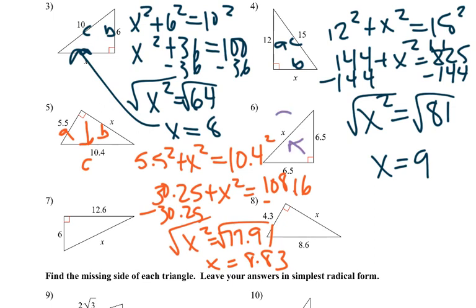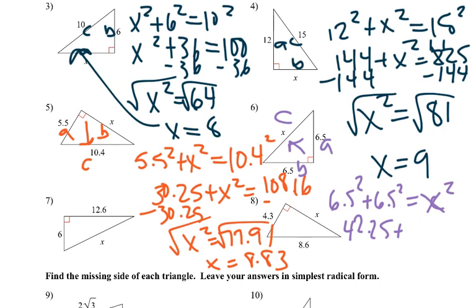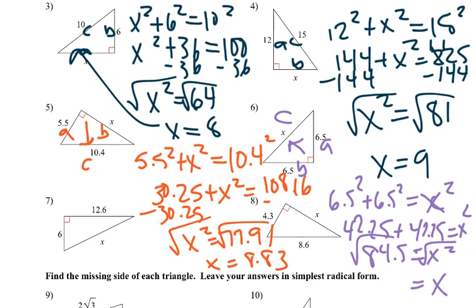Alright, 6 is the same idea. Hypotenuse is x. We like these ones. So x squared would equal, and then we've got a and b. They're both 6.5, so 6.5 squared plus 6.5 squared. 6.5 squared is 42.25. So plus that same thing equals x squared. So you get 84.5 equals x squared. Take the square root of that, and for number 6, x would equal about 9.19.